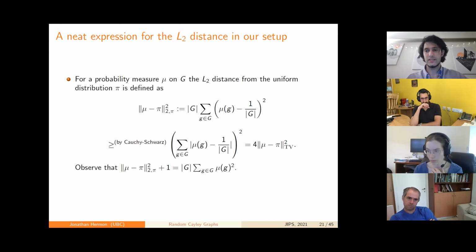It is roughly 1, is 1 plus little o of 1, in order to show that mu is very close to pi. Okay, so here's why it's very convenient to work with the L2 distance.